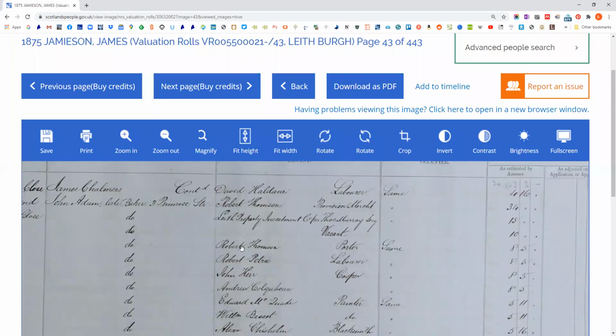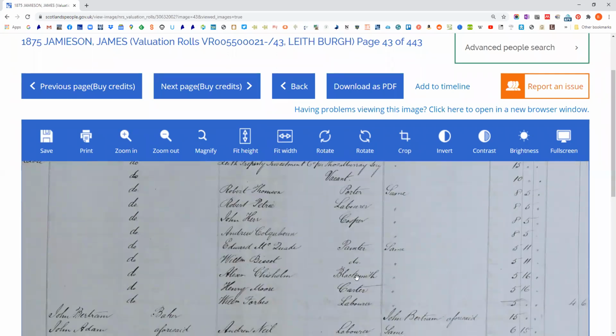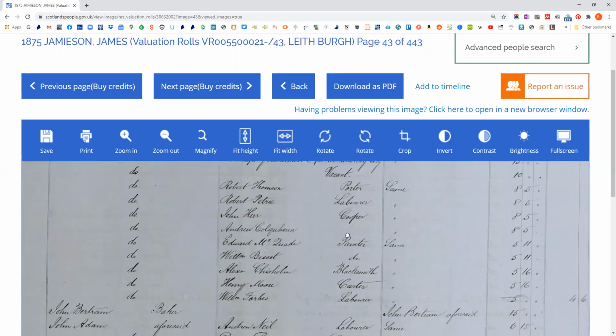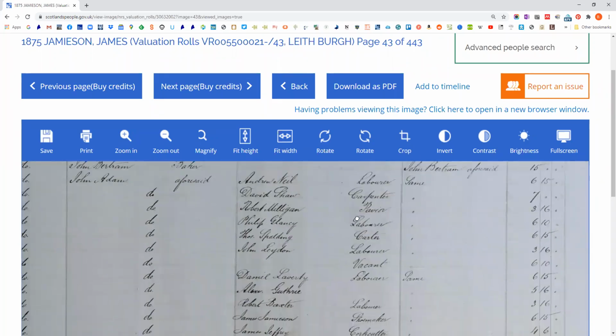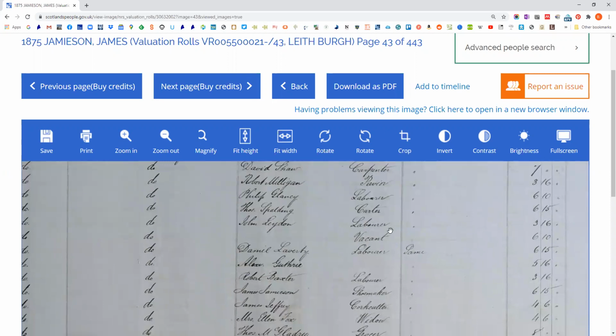But you'll notice that this gives you their address, their name, and unlike some of these other things I've shown you, it gives you an occupation, which can help you figure out, do you have the right Robert Thompson or the right Alexander Chisholm? And so this is quite a handy thing to have, and it will show you when things are vacant.